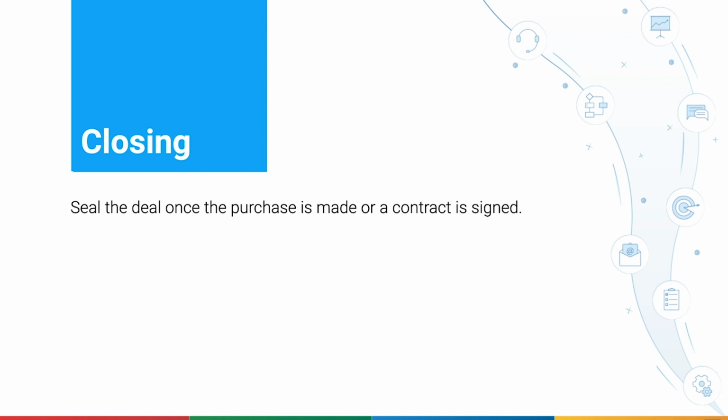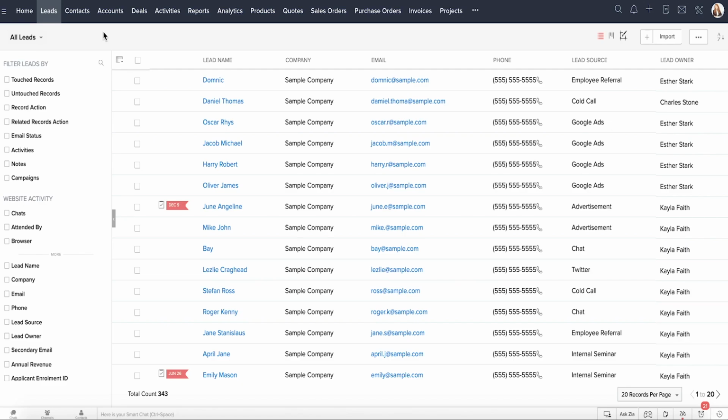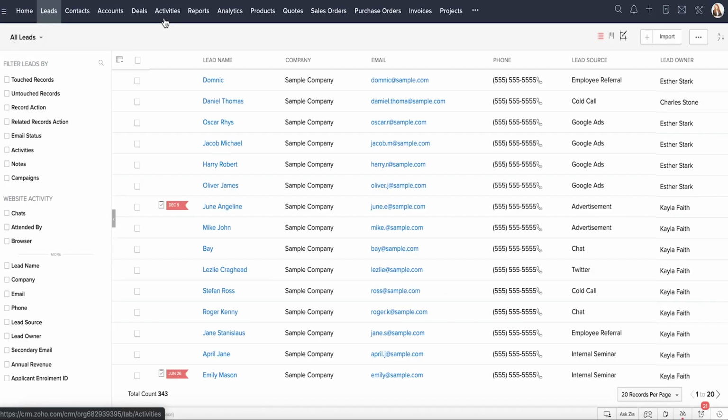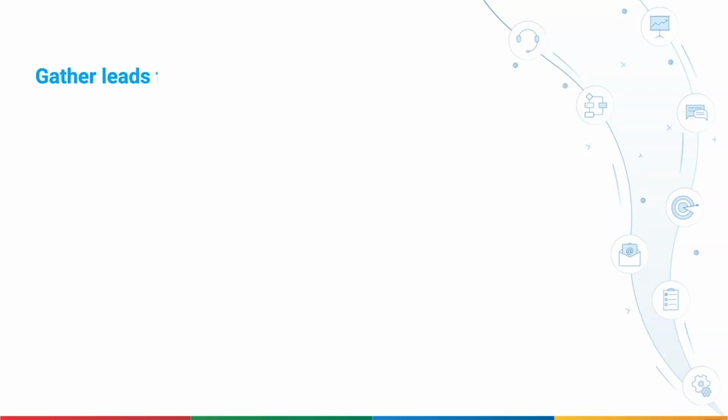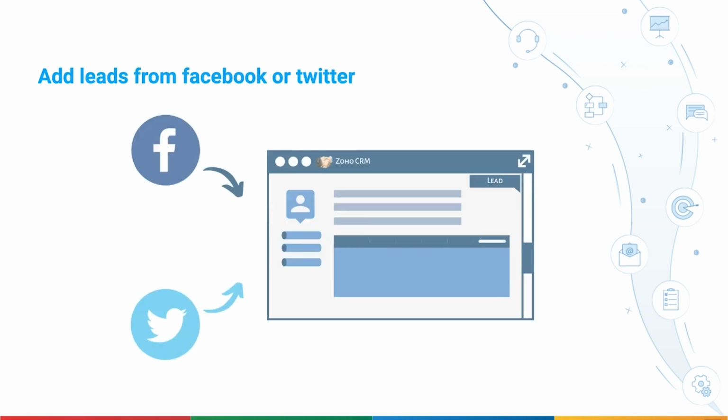Now, to put it in perspective, let's see how an ideal sales cycle can be mapped and implemented in your Zoho CRM account. The primary modules that will capture the sales cycle in your CRM account are leads, contacts, accounts, deals, and activities. The leads module is where all your lead information is captured. You can import a bunch of leads that were collected from trade shows and campaigns, or gather them via web forms. You can also directly add a lead from the Facebook or Twitter accounts of your company when they're integrated with your CRM account.